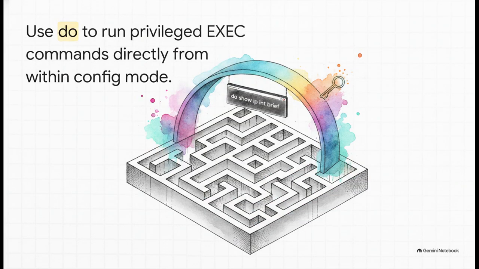Okay, if you only take away one single shortcut from today, let it be this exact string of text: do show ip int brief. Normally in iOS, if you're deep inside configuration mode and you need to run a quick diagnostics check, you'd have to back all the way out to privileged exec. Huge pain. But if you just type do in front of your show commands, it completely overrides that rule. This specific command is literally the ultimate daily cheat code.